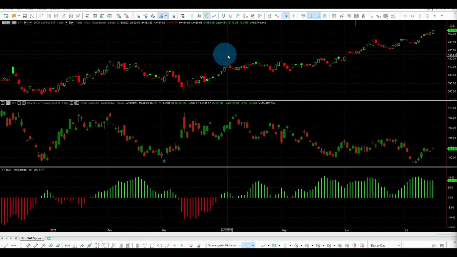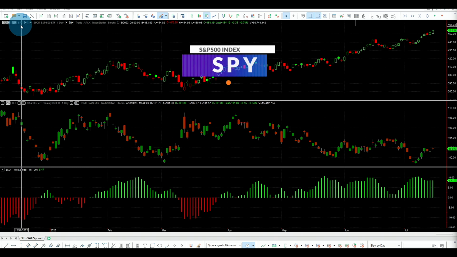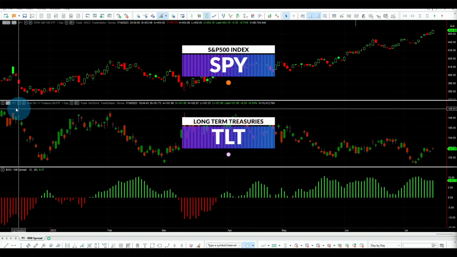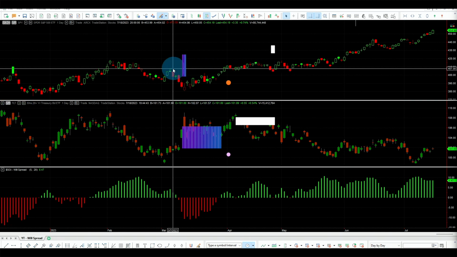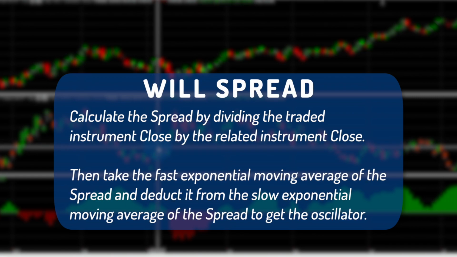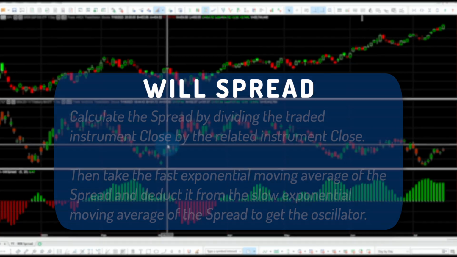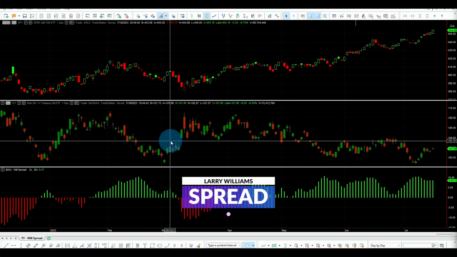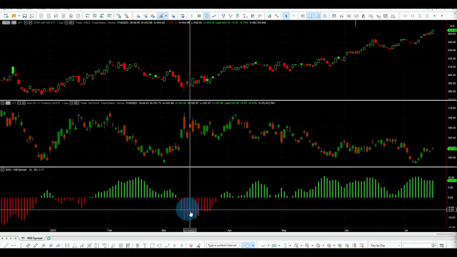So here I have the S&P 500 represented by the SPY ETF and the long-term treasuries represented by the TLT ETF. If we divide the close of the S&P 500 by the close of TLT, we will get this spread. Then we build two exponential moving averages on this spread. One is fast and one is slow. And if we deduct the fast exponential moving average from the slow exponential moving average, then we will get this oscillator. The oscillator will hover above and below zero.